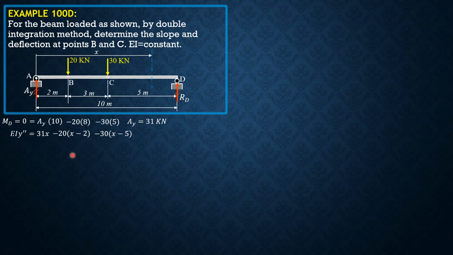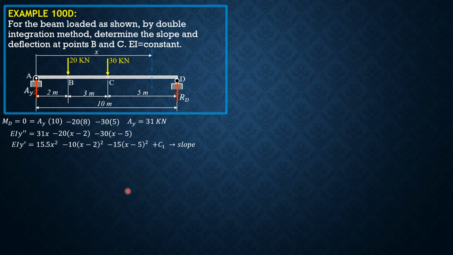Then integrating once, EI y prime equals 31 x squared over 2, or 15.5 x squared, then minus 10 (x minus 2) squared, or 20 over 2, then minus 15 (x minus 5) squared, then plus c sub 1, the constant of integration. That's the slope of the elastic curve at any point.